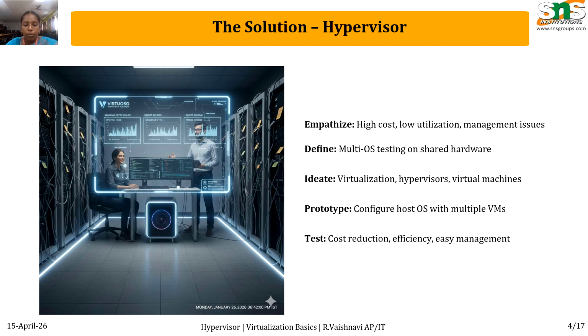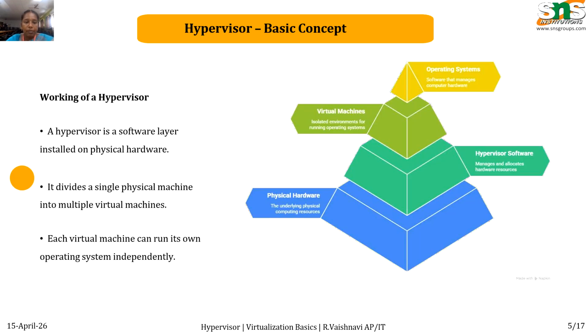Fourth one will be the prototype phase. Here we configure the host OS with multiple virtual machines. Fifth one will be the testing phase. Here we found cost reduction, efficiency, and easy management. Next one, working of a hypervisor. It is a software layer installed on the physical hardware. It divides a single physical machine into multiple virtual machines. Each virtual machine can run its own OS independently.